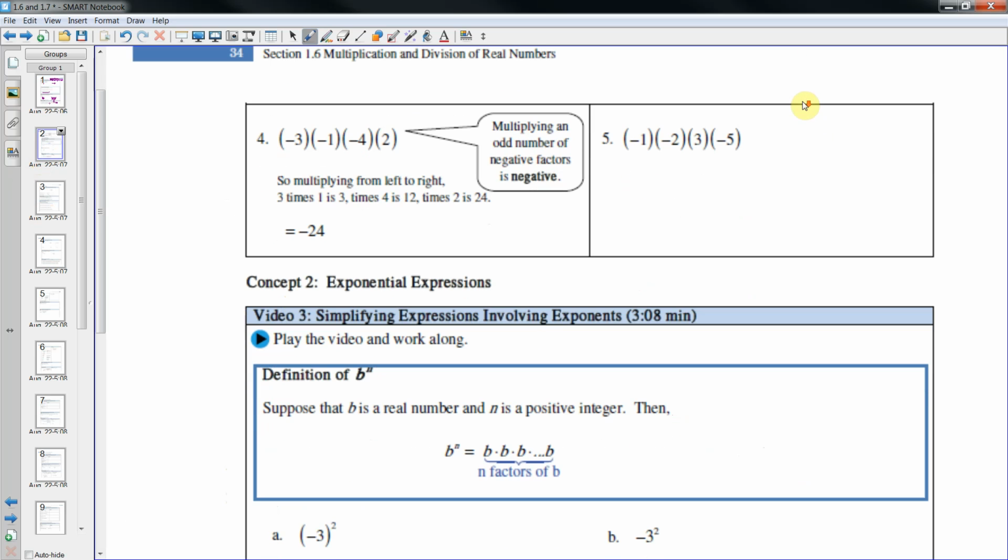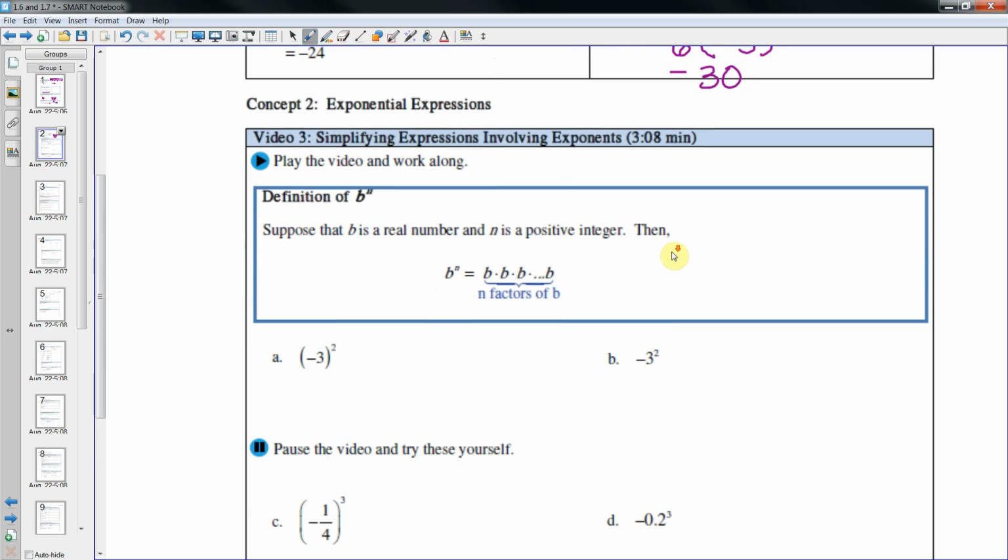Alright, let's continue on. You've got negative 1 times negative 2. That equals a positive 2. 2 times 3 gives me 6. 6 times a negative 5 gives me negative 30. It's going to be negative because it's opposite signs.